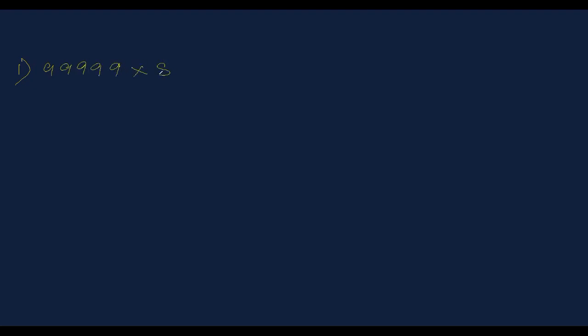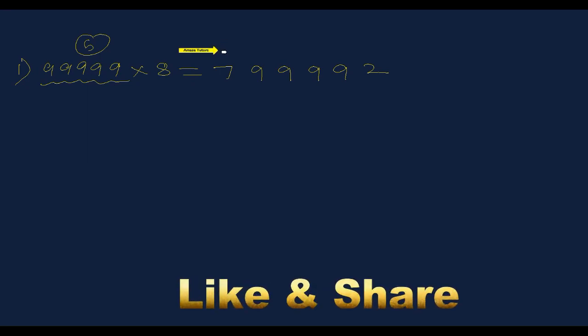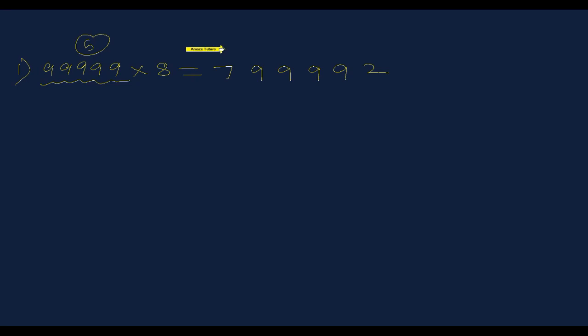5 9s and 8. 9 8s are 72. Write 7 here and 2 here. How many 9s? 5 9s. So let's fill the middle digits with 4 9s. 1, 2, 3, 4. That's all. This is the answer. So this is really quick and faster than even a calculator. I hope you agree with me. So 799,992 is the answer. Let's increase the number of 9s. As I said, it works for any number of 9s or any series of 9.